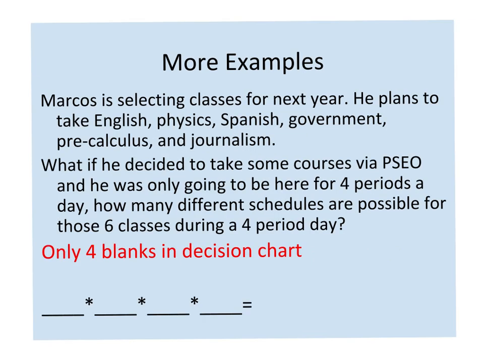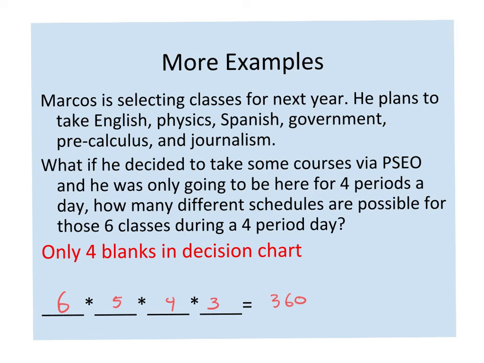Now let's take a look at this same example, but with a little twist on it. It says, what if he decided to take some courses in PSEO, and he was only going to be here for 4 periods a day? How many different schedules are possible for those 6 classes during a 4-period day? Well, now we only have 4 decisions to make. We only have 4 classes we're going to choose from, but we still have a total of 6 classes. So that means there are 6 possible classes there, then 5, then 4, then 3. So I would multiply those together, and that would give me 360.